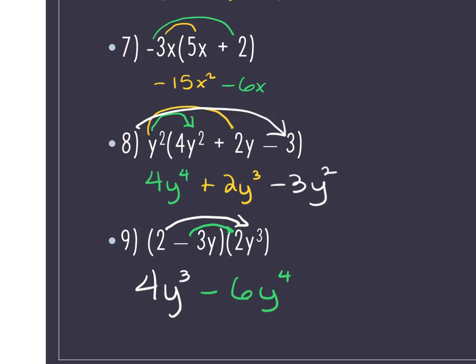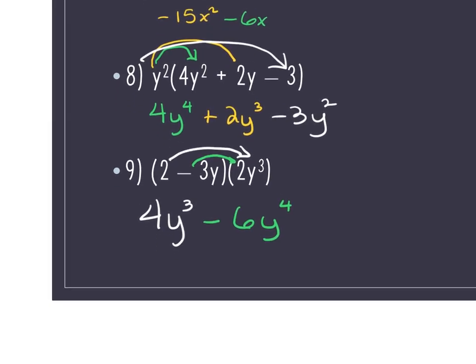Now notice this time my exponents are least to greatest. You can leave it this way, or if you'd prefer, you could flip it around and put the 6y to the 4th first, and then the 4y to the 3rd second. It doesn't matter. Either way is acceptable.